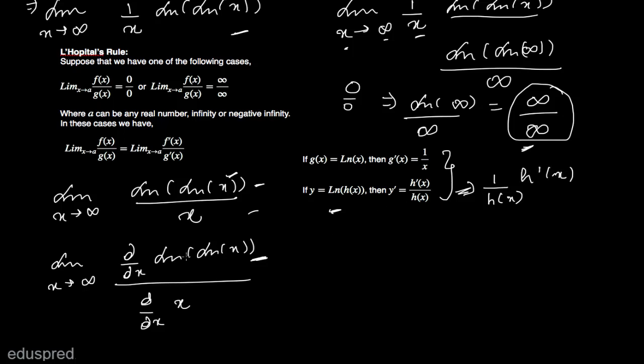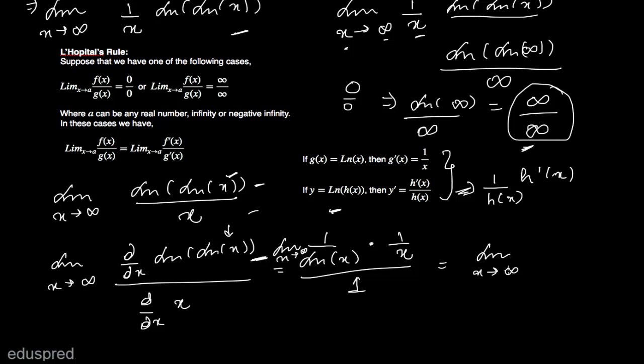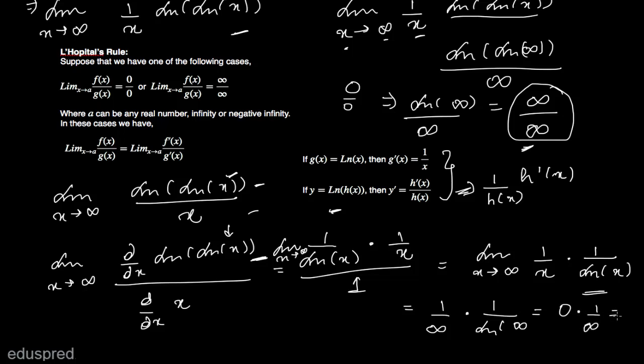Now using these formulas, the differentiation of ln of ln x: note that here your input is ln x, so your differentiation becomes 1 by ln x, and now you differentiate ln x, that is 1 divided by x. Taking the limit, and the differentiation of x with respect to x is 1. So this becomes limit x tends to infinity 1 divided by x into 1 divided by ln x. Now if you substitute the limit, you will see that this becomes 1 divided by infinity, which is equal to 0, into 1 divided by ln infinity, which is 1 divided by infinity, which is equal to 0.